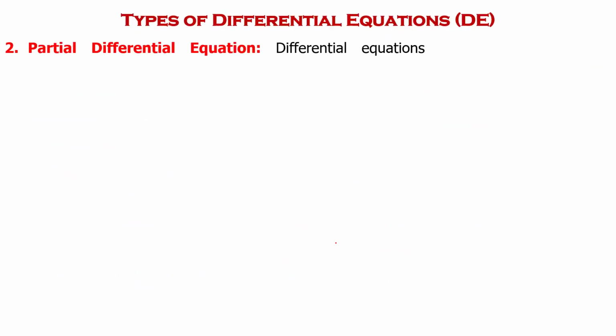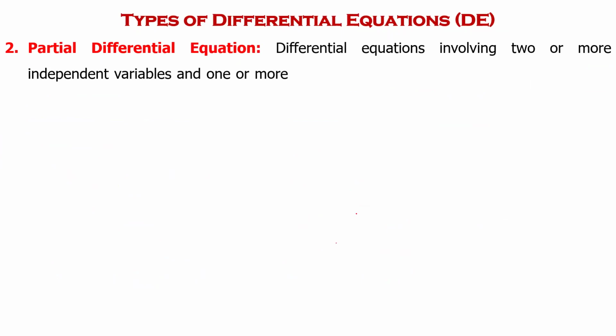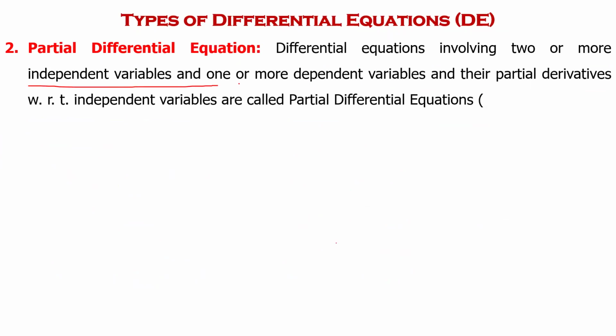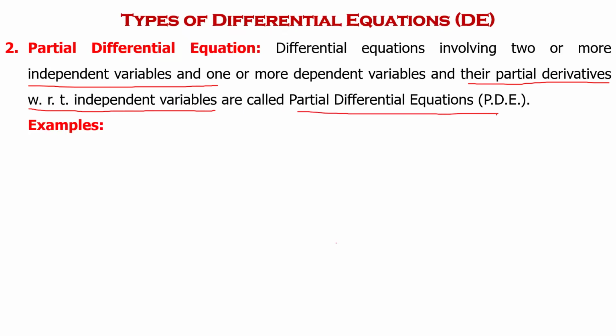The second type of differential equation is called a partial differential equation or PDE. Differential equations involving two or more independent variables and one or more dependent variables and their partial derivatives with respect to the independent variables are called partial differential equations. Let us take some examples. Del z/del x minus del z/del y equal to 2. Now here z is the only dependent variable, but x and y are two independent variables. So such a type of differential equation is called a partial differential equation.